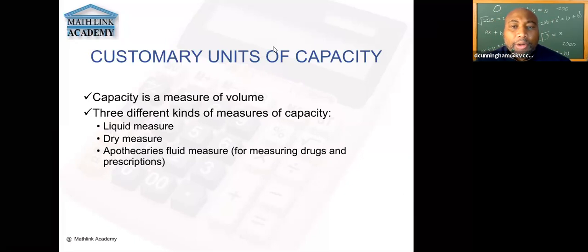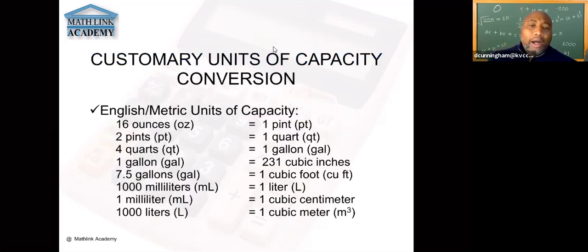Now, there are also some customary units of capacity, or how much it can hold. Capacity is measured in volumes, 3 dimensions. We have liquid, dry measure, and apothecary fluid measures. And so I'm going to give you a customary unit of capacity conversion. Some of these you may know by heart. Some is good to know and see on this chart. Again, 16 ounces is equal to 1 pint. 2 pints equals 1 quart. 4 quarts equals 1 gallon. Those are some of the basic things we have here. And then so forth, you see gallons and milliliters, and liters. We're going to talk more about that later on in another unit as you look through our particular PowerPoints here.